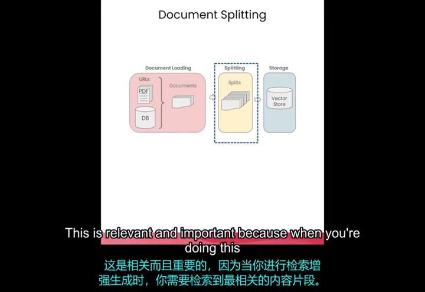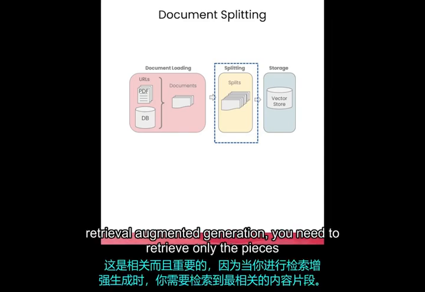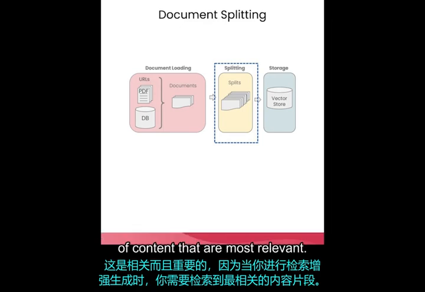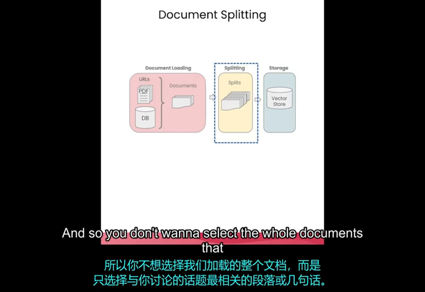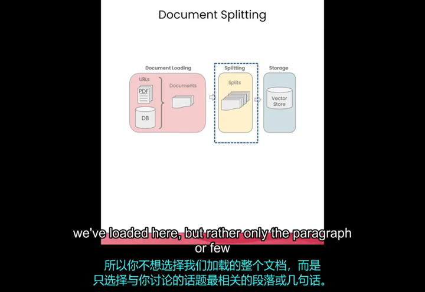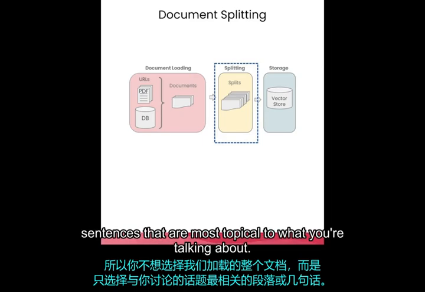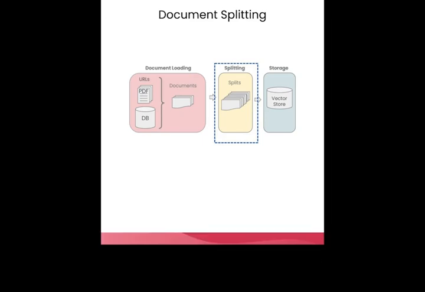This is relevant and important because when you're doing this retrieval augmented generation, you need to retrieve only the pieces of content that are most relevant. And so you don't want to select the whole documents that we've loaded here, but rather only the paragraph or few sentences that are most topical to what you're talking about.